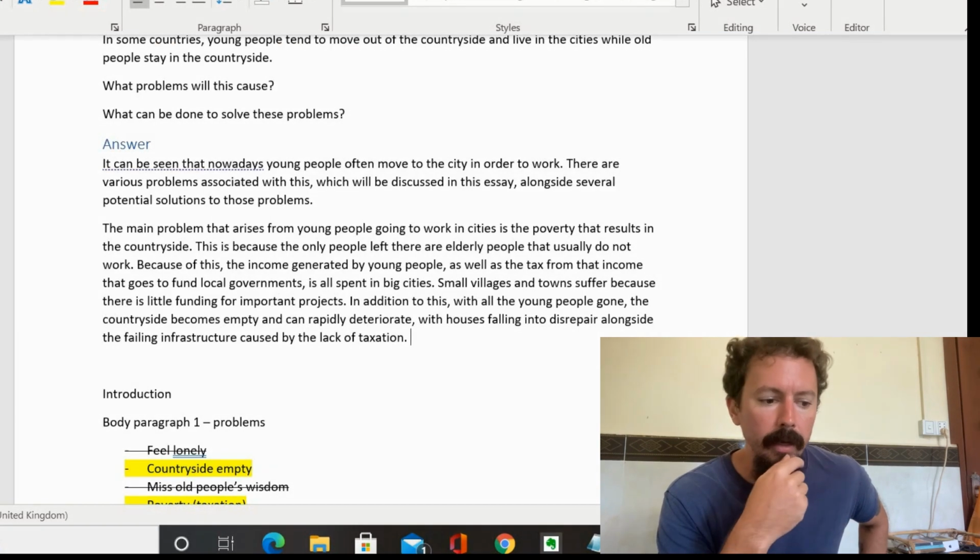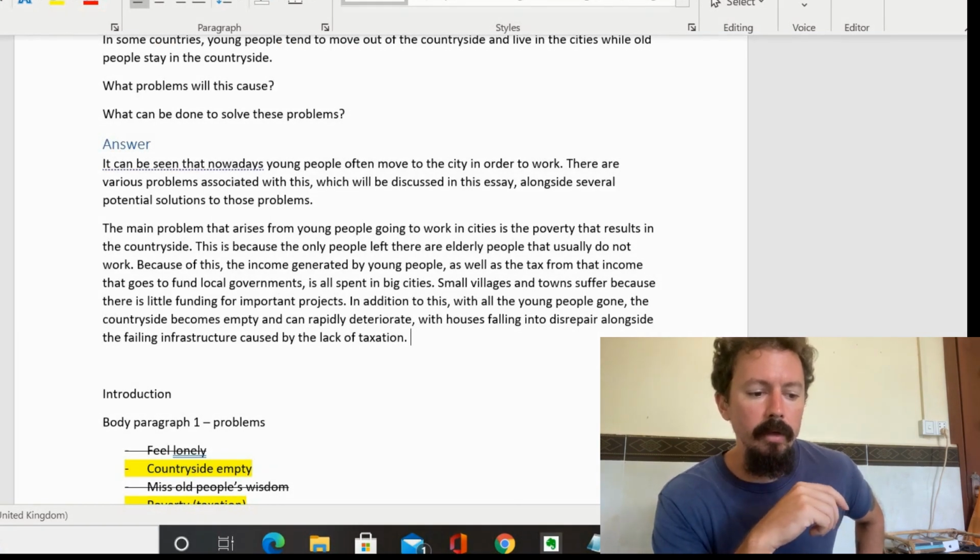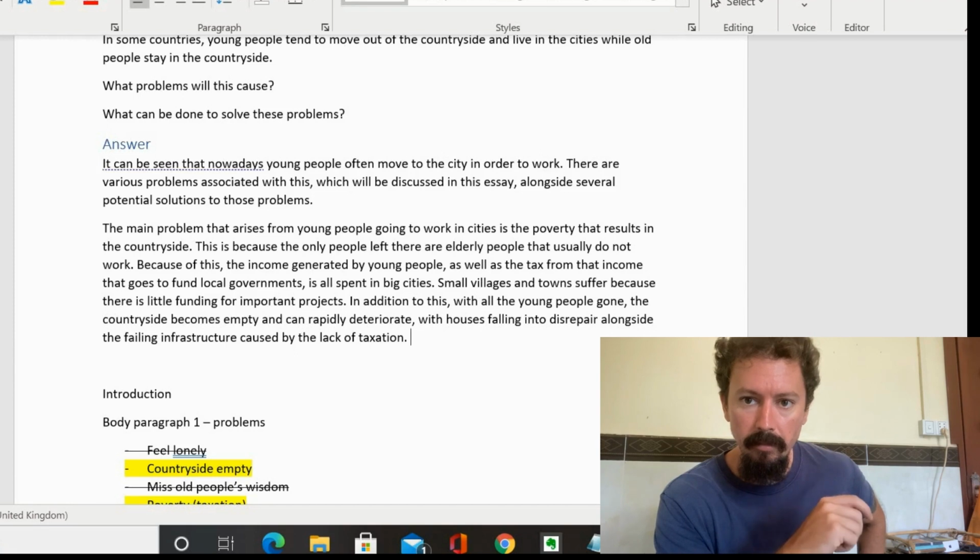Right, here's my second paragraph then. It says, the main problem that arises from young people going to work in cities is the poverty that results in the countryside. So this is a topic sentence. It's going to give us the main idea. The next sentences will explain and support that.